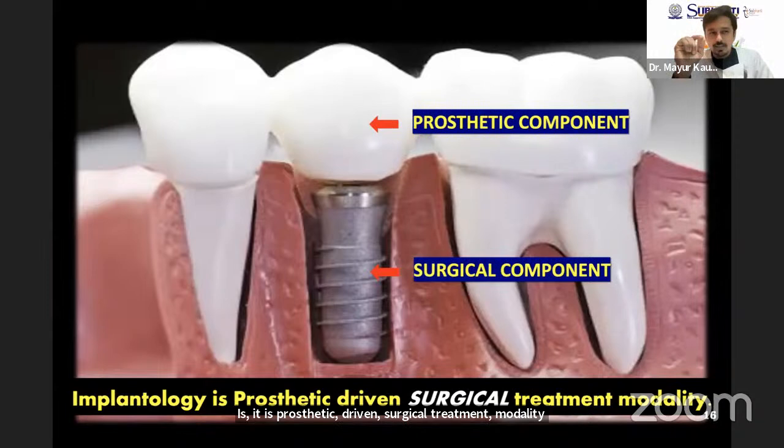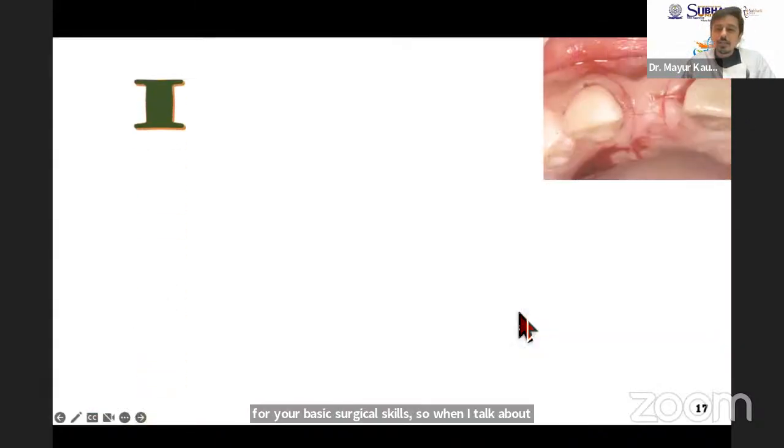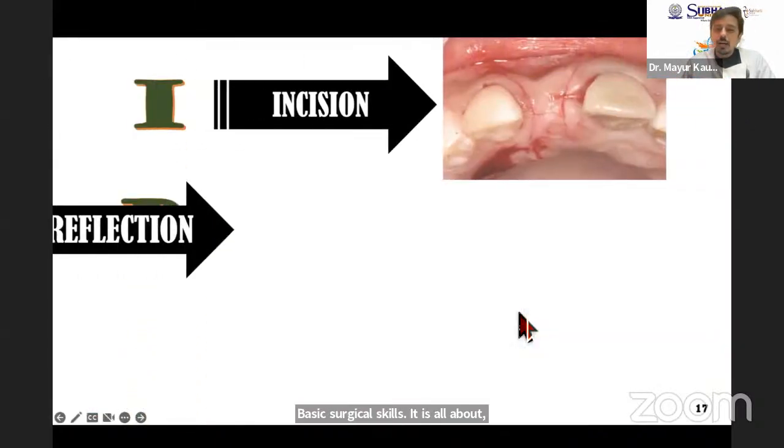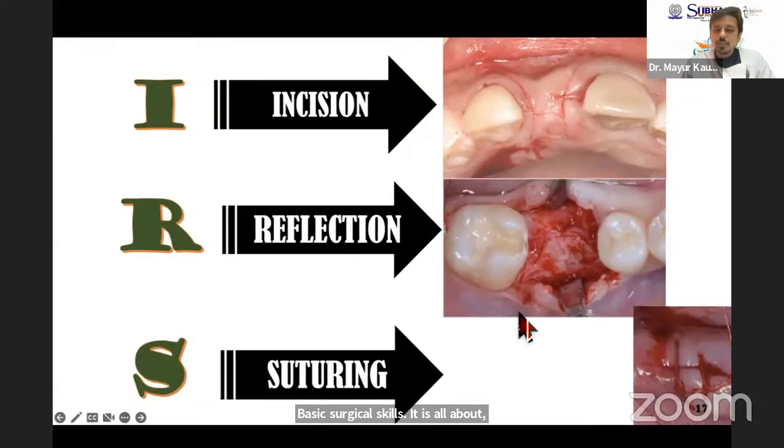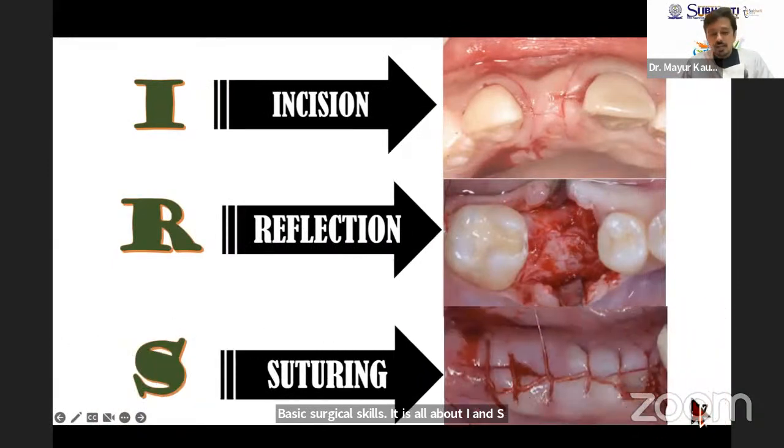So please understand, if you are not a good dental surgeon, if you're not practicing dental surgeries routinely, no matter how good your imaging lab, your radiologist, or anybody is, that person cannot substitute for your basic surgical skills. When I talk about basic surgical skills, it is all about I, R, and S: incision, reflection, and suturing.